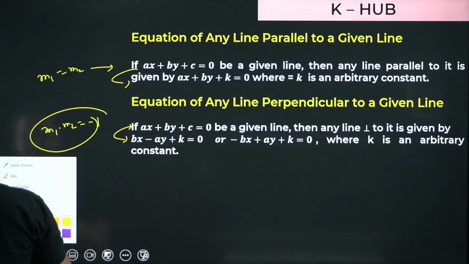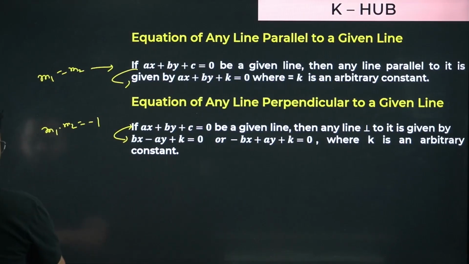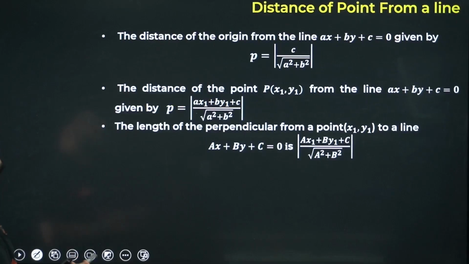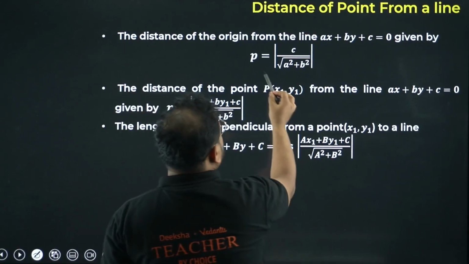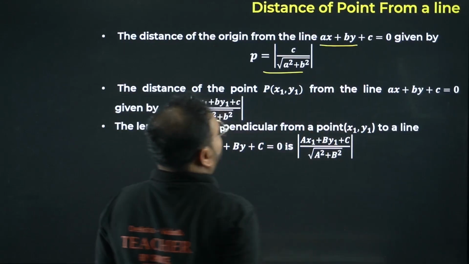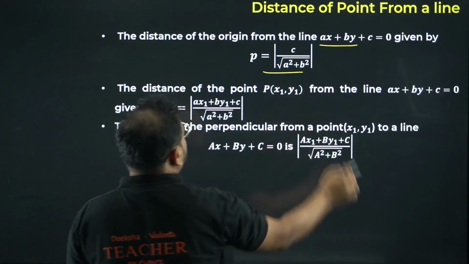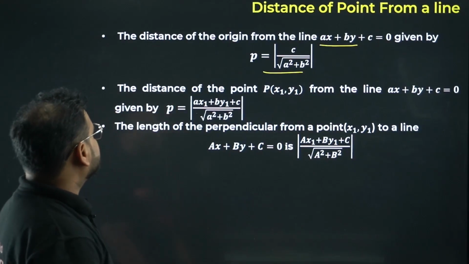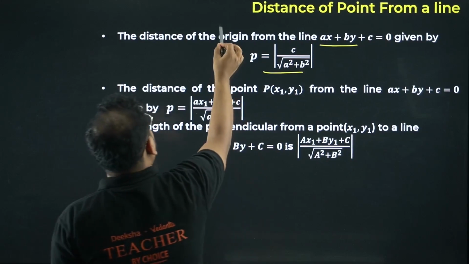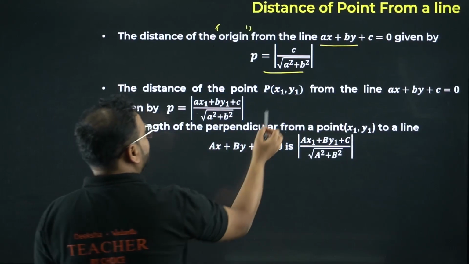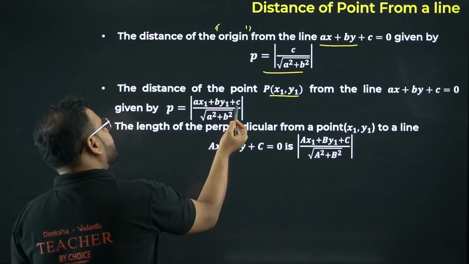Okay, let's move on now. So what we have, distance of a point from a line. The relation is this. When they've given this as your line, ax plus by plus c, the distance is given by, please check, c upon root of a square plus b square. This is in the case of origin. For a point we'll have ax1 plus by1 plus c upon this result, because you have the point known, right?